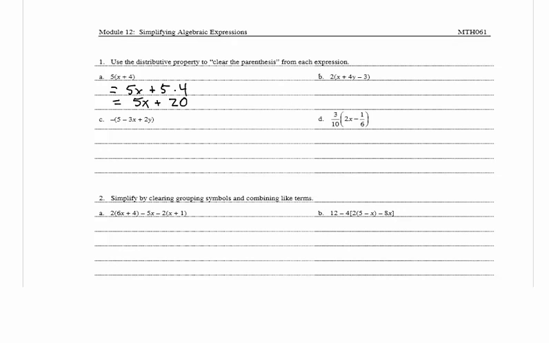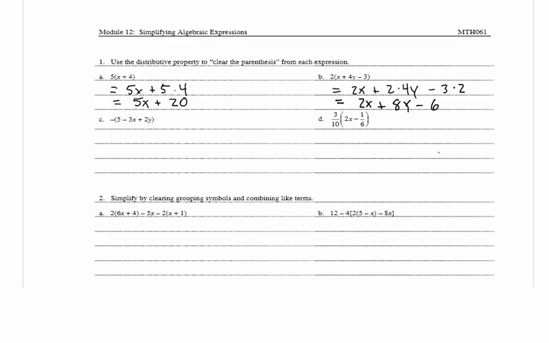In B, we have 2 times (x + 4y - 3). So the first thing we're going to do is multiply each term in the parentheses by 2. So I have 2x + 2 times 4y - 3 times 2. And this is equal to 2x + 2 times 4 is 8, so we have 8y, minus 3 times 2, which is equal to 6.